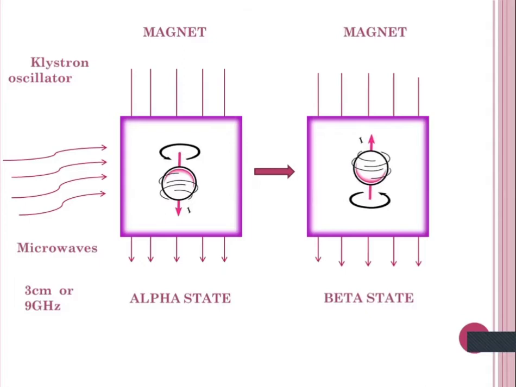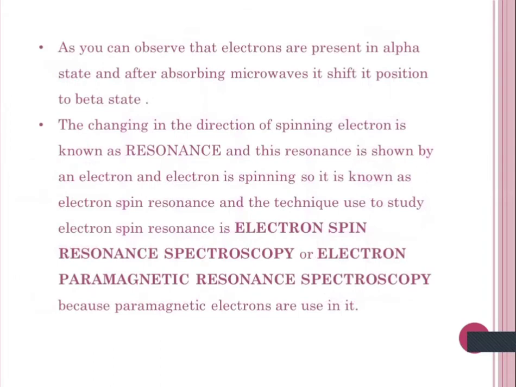As you can observe, electrons are present in alpha state and after absorbing microwaves, they shift their position to the beta state. The change in the direction of the spinning electron is known as resonance. As this resonance is shown by a spinning electron, it is known as electron spin resonance. And the technique used to study the electron spin resonance is known as electron spin resonance spectroscopy.